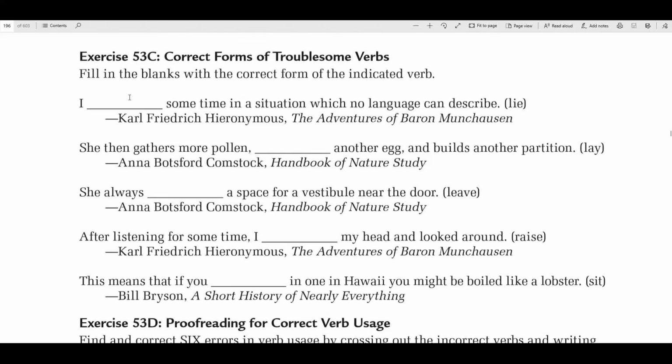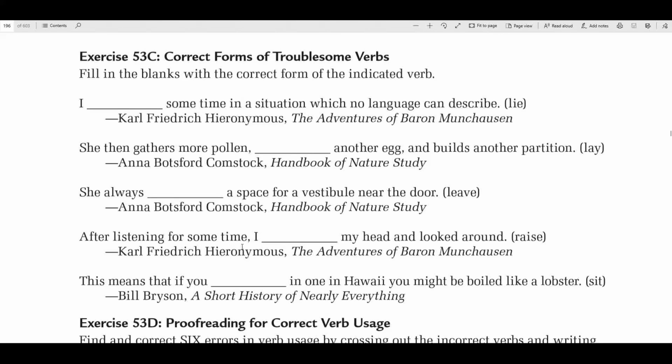But it's lay. She then gathers more pollen, blank another egg, and builds another partition. What do you think this would be? Lays, because it's talking about, I have no idea, some kind of a bird, I'm assuming. So she then gathers more pollen, lays another egg, and builds another partition. She always blank a space for a vestibule near the door. She always leaves a space. So that was easy. That one just sounds right.